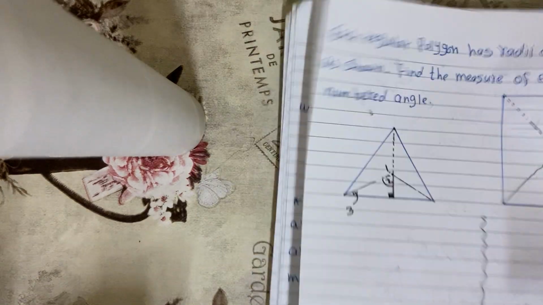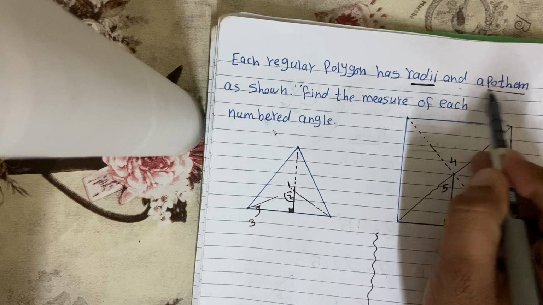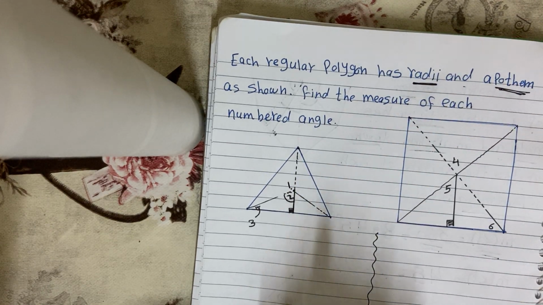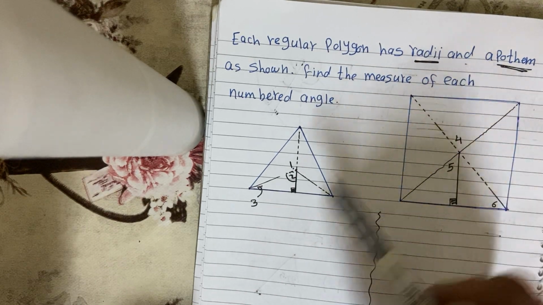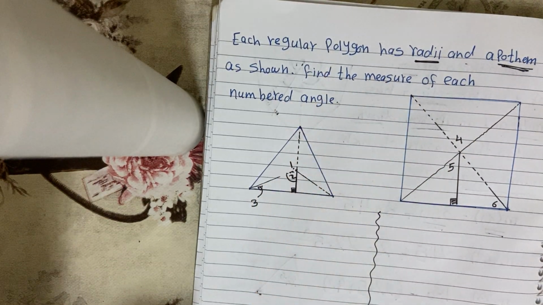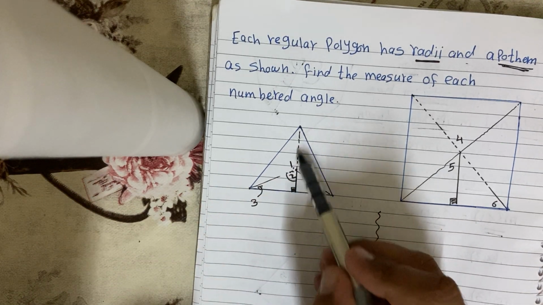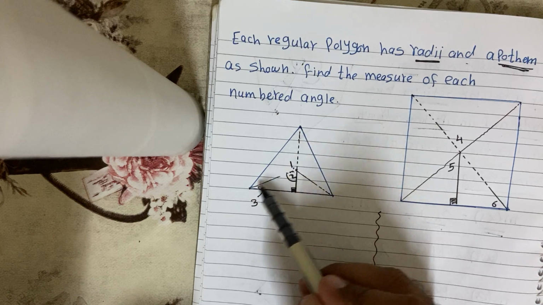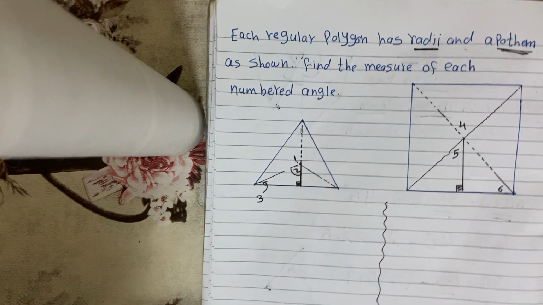Another exercise. Each regular polygon has radii and apothem, as shown. The first one, this triangle. I need to find the measure of each numbered angle. This is angle number 3 and this is angle number 1. Number 1 is between two radii, number 2 between the apothem and a radius.